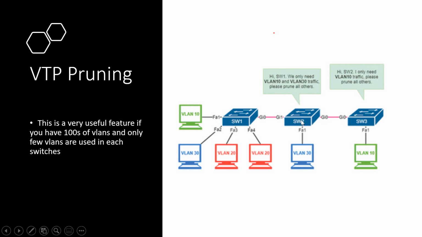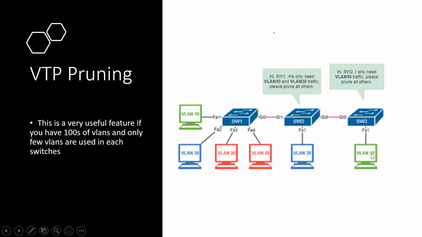So what it does is it goes to switch 1 and tells, hey switch 1, we only need VLAN 10 and VLAN 30 traffic. Please prune all other VLANs. So VLAN 20 will not be coming through this trunk. That is a broadcast. You know how broadcast can consume the bandwidth. So VLAN 20 broadcast will be cut here.